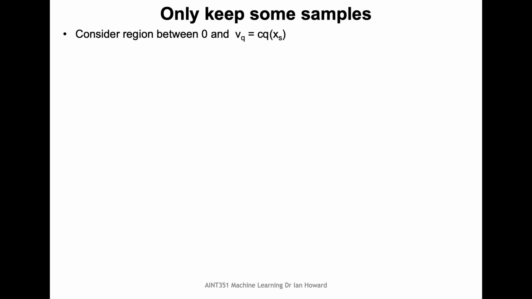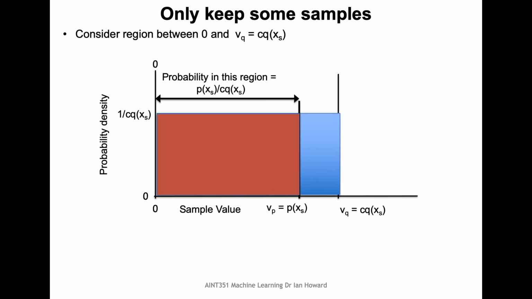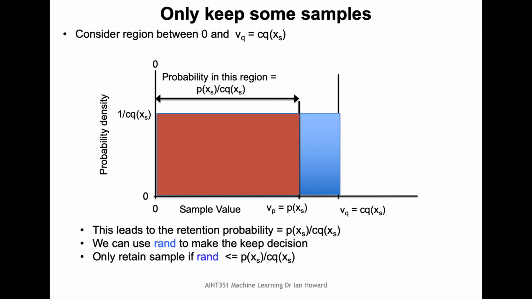And we know that we've already done that with our decision making before. All we have to do is say we're going to keep. If this is now a uniform distribution between two limits, then it's only this red region where we actually want to make the keep decision. And this is quite easy to then work out. What it's saying is we keep a data point with probability p(x_s) divided by c q(x_s). So that's the retention probability.